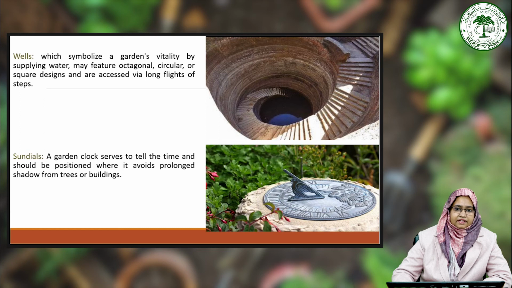Wells are indicative of the life of a garden since they are supposed to supply water. The well may be octagonal, circular, or square and is approached by a long flight of steps. The next non-living component, sundials, are used in a garden to know the time. It should be positioned in a place where the shadow from a tree or building does not fall for a long duration because it gives the time on the basis of sun and shade.